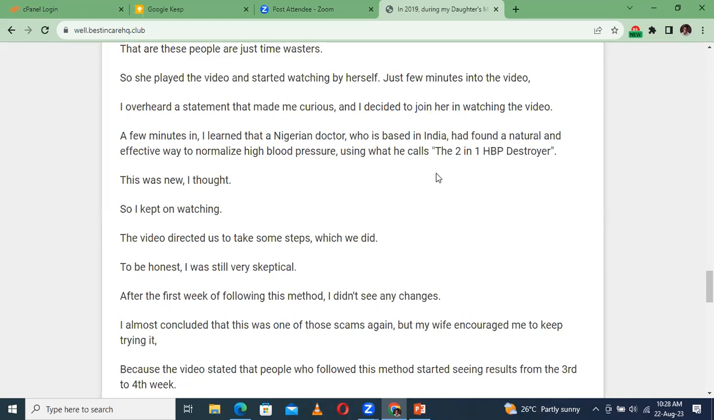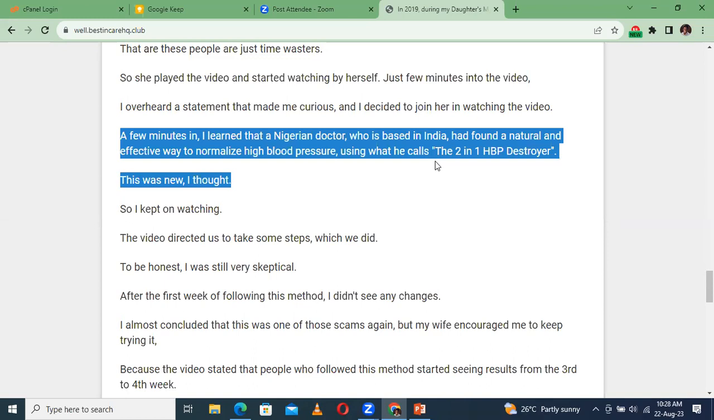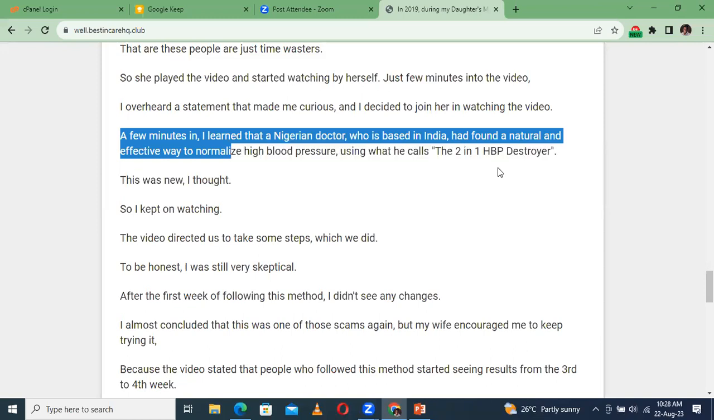A few minutes later, I learned that a Nigerian doctor had found a natural and effective way to normalize high blood pressure using what he calls the 2-in-1 HBP destroyer. Good, perfect.